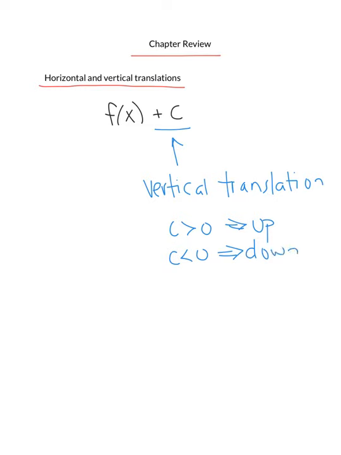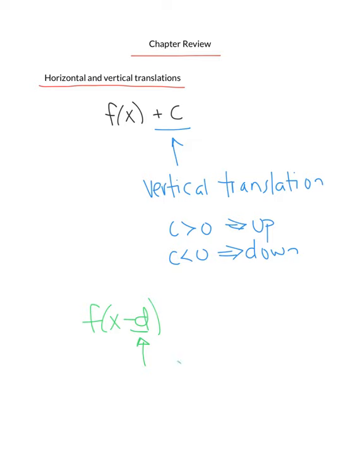In terms of horizontal translations, that is when we have a d inside of our function. Now this will seem a little bit backwards because of the minus sign right here. So remember that if something says x minus 3 inside of this bracket, your d is a positive 3. The negative has to be part of the equation.